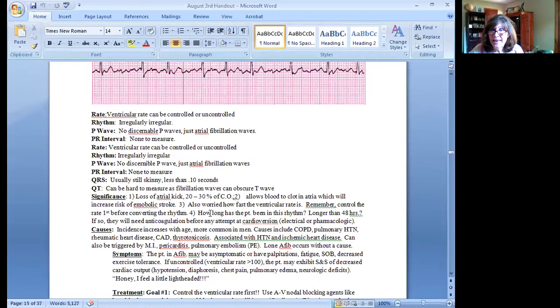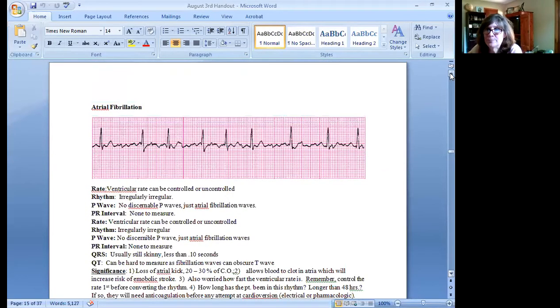And then, how long have they been in that rhythm? If they've been in that rhythm longer than 48 hours, the problem is they've had time to form a clot. And if I have no way of knowing that it's definitely been less than 48 hours, I have to go ahead and anticoagulate them. Simply that. So lose atrial kick, blood clots, control the rate. That rate is already controlled. And how long have they been in this rhythm? Let me give you the first scenario.